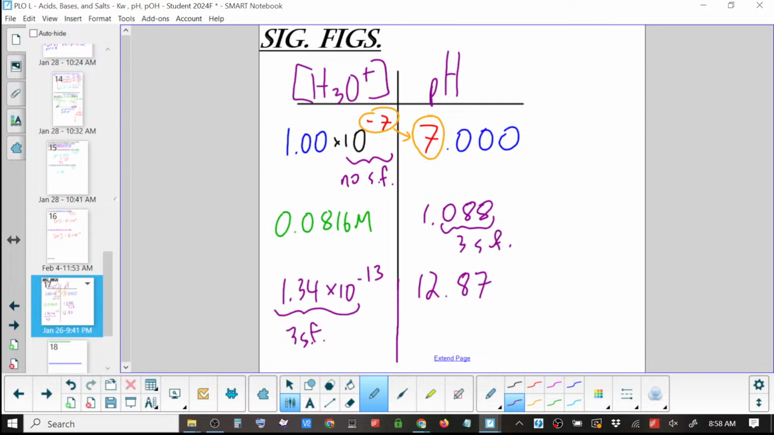This is the one that's ruled. So this has sig figs. How many sig figs does this number have? Oh, 2. So we need what's the next number on the cap? 3. There you go.